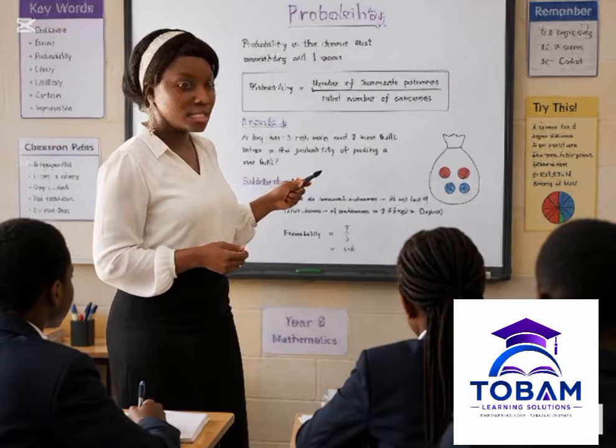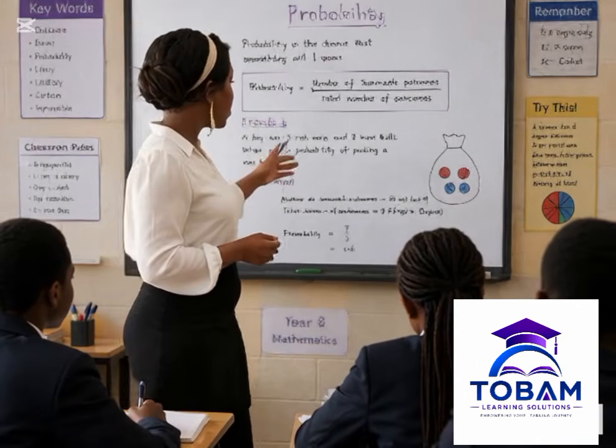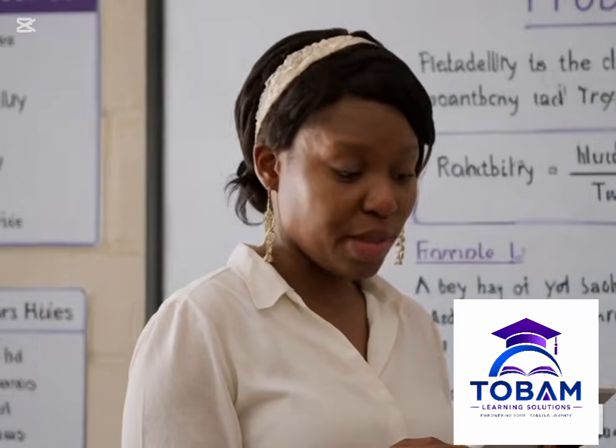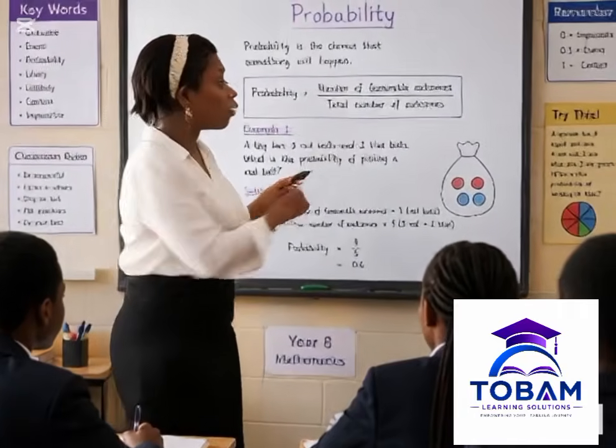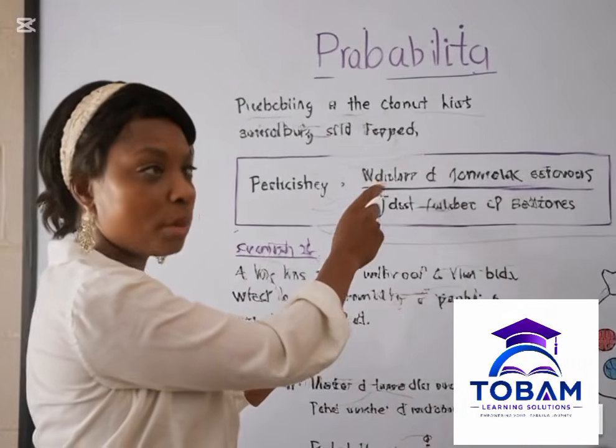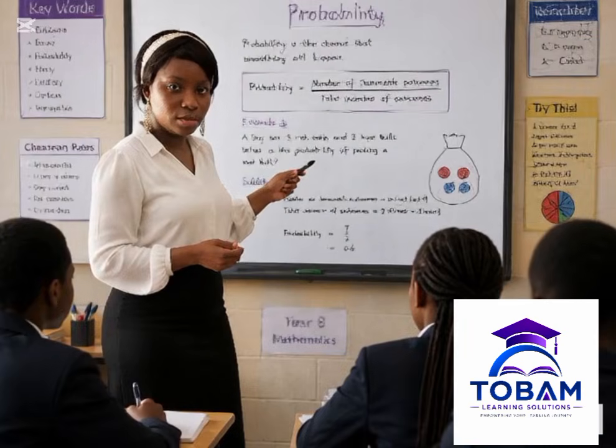Probability is the chance that something will happen. Probability equals number of favorable outcomes divided by total number of outcomes. Example 1. A bag has 3 red balls and 2 blue balls. What is the probability of picking a red ball?